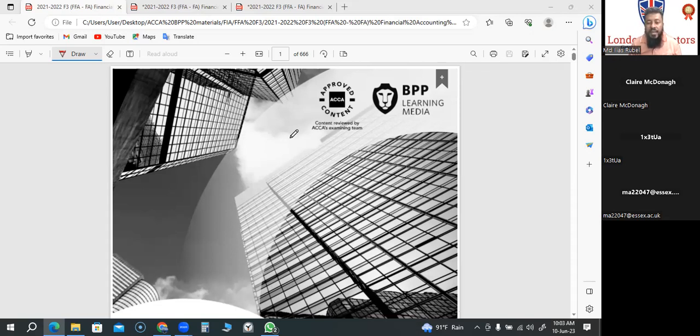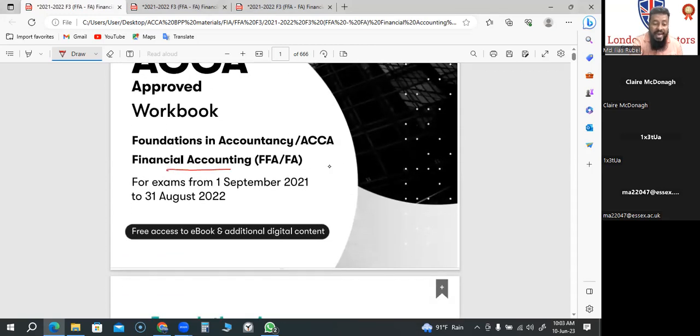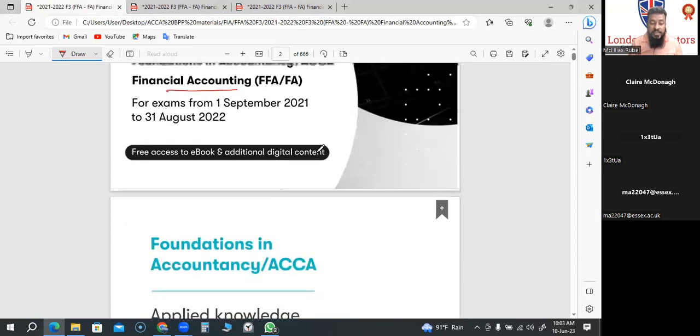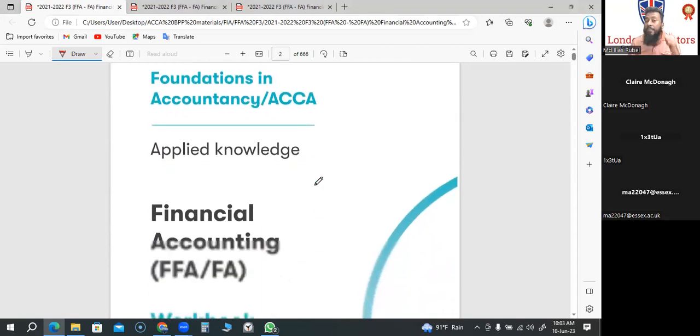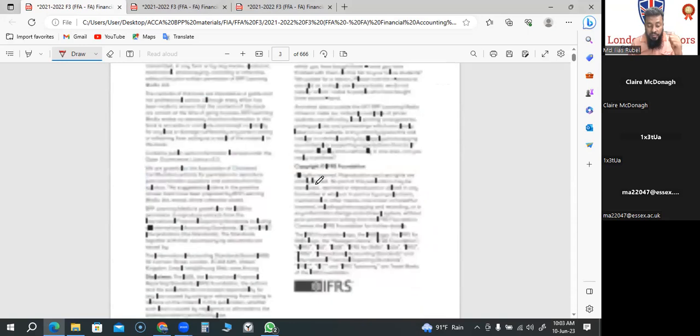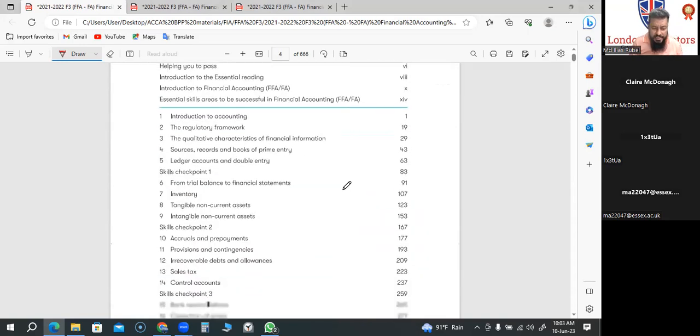Brilliant. So you can see in front of you, world-class BPP course materials are here for ACCA. This is FA Financial Accounting. We used to call it F3 before, these days FA or FFA if you're studying Foundation in Accounting. Equally important, the chapter today we're going to do from this book is chapter 8.